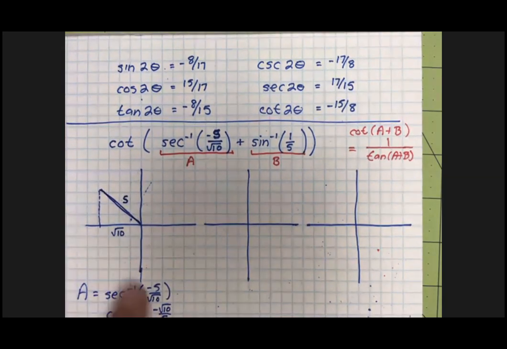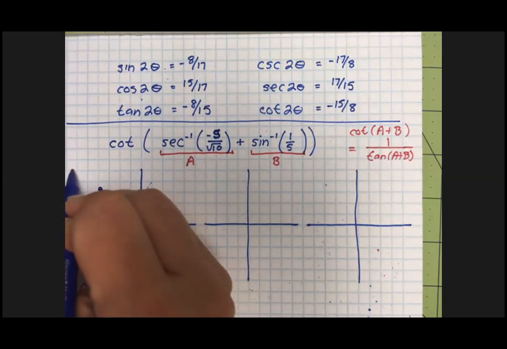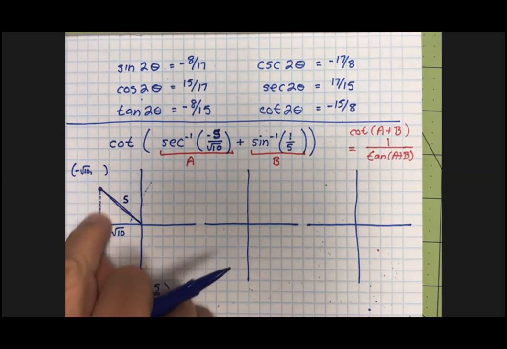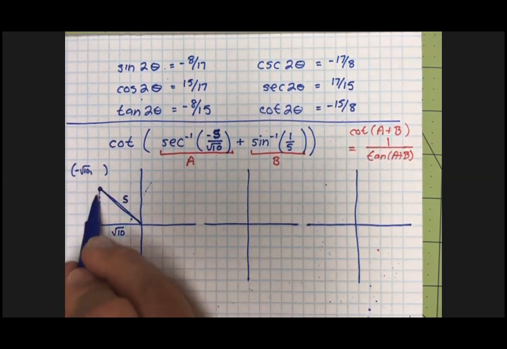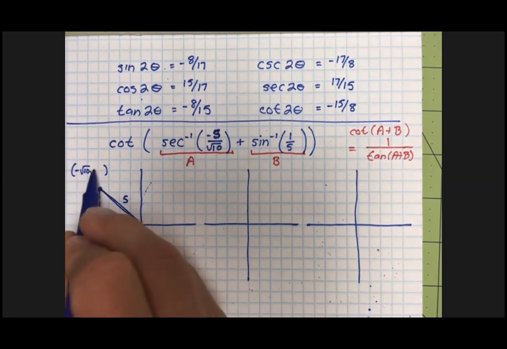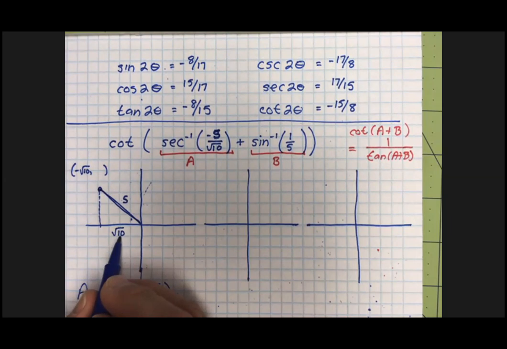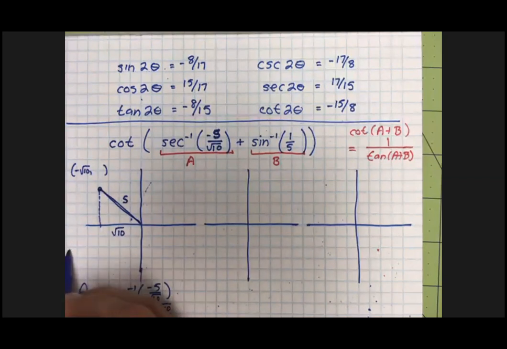Now I didn't write minus root 10 because that's a distance, but I can name this point minus root 10. I need to know the y value. The y value here is in the positive direction, so I'm going to label this side with a positive number. How about the Pythagorean theorem? 10, when I square this, and I get 25. So what do I got?